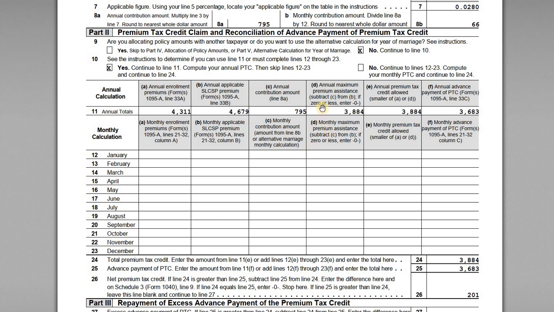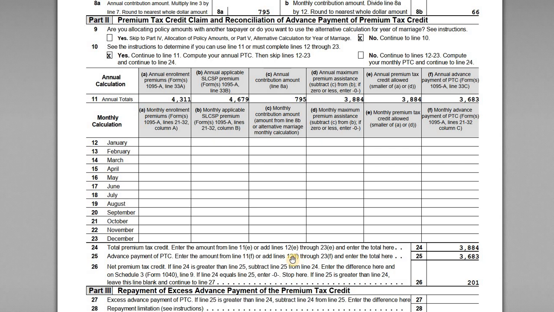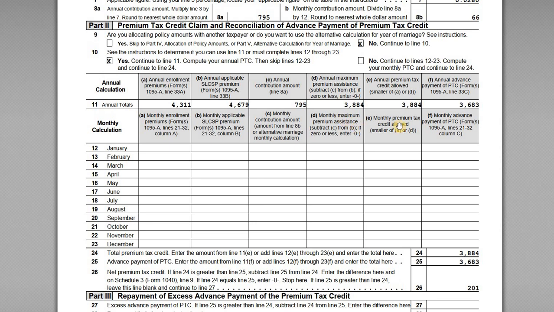So if we look at column D, it's asking us to subtract column C from column B. If 0 or less, enter 0. In our case, it's not 0 or less, right? So if we subtract column C from B, 4,679 minus 795, that equals 3,884. So we put that figure there. Again, if you're not using the annual totals, then you would have to do it for each line item down here. So if you're doing June, it would be the June column B minus the June column C, and that would result in June column D. But again, we can use the annual totals for this example.